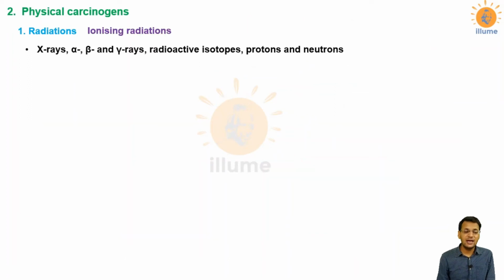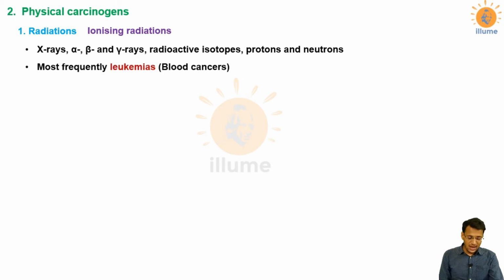Now moving ahead with the ionizing radiations. Ionizing radiations include X-rays, alpha rays, beta rays, gamma rays, radioactive isotopes, protons, neutrons. And the type of cancer which is mostly associated with these radiations, the first one, is the leukemias. What are leukemias? As the word suggests, the suffix used is EMIA, and as I told you, this suffix is used for association with blood. So whenever you find a term with EMIA as the suffix, that means it is associated with blood.